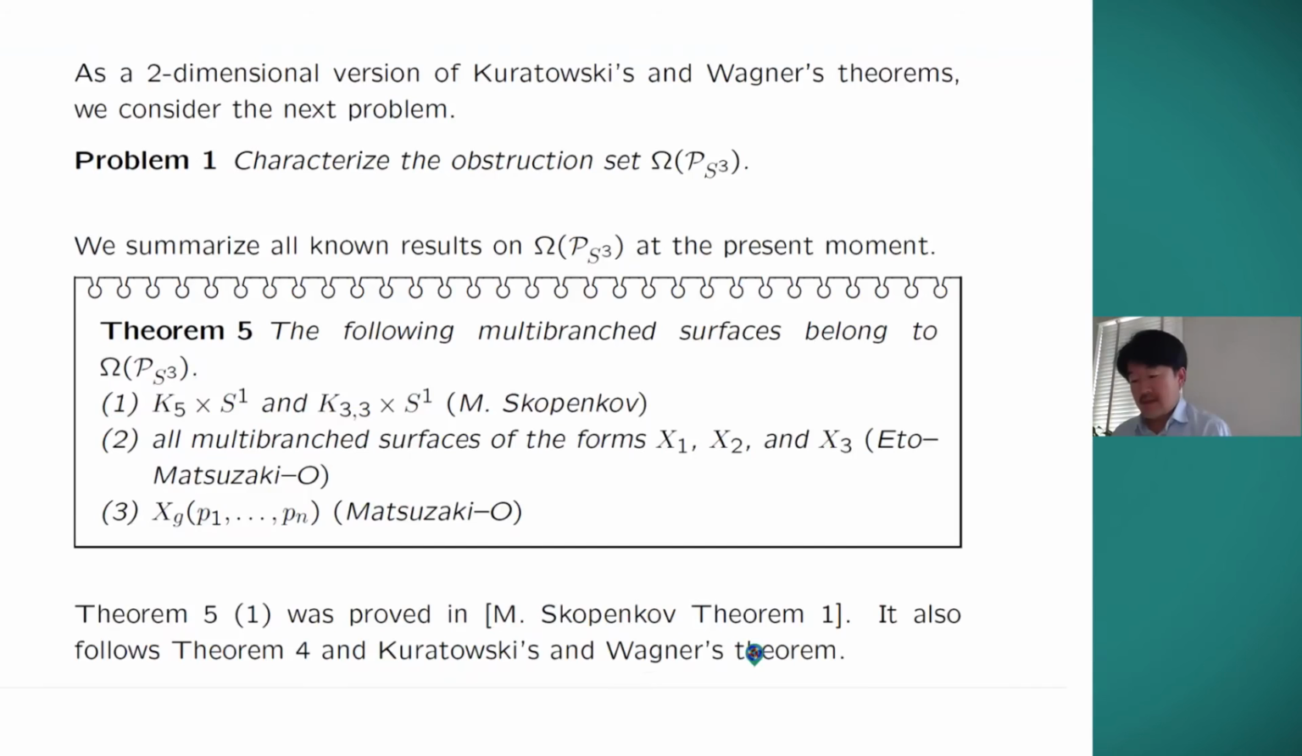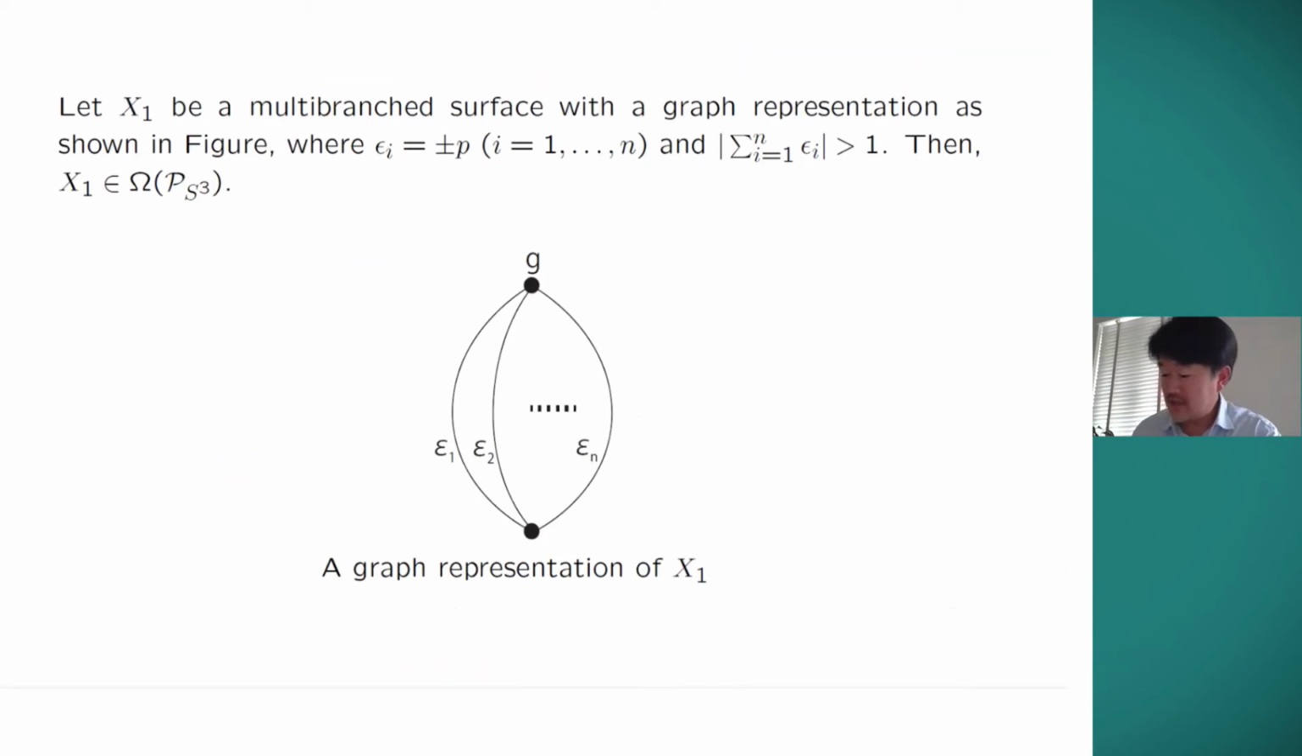Let X1 be a multibranched surface with a graph representation as in this figure. So we consider a genus g compact surface with n boundary components. And this epsilon denotes the covering degree, where epsilon_i is equal to plus or minus p. And the absolute value of the summation of epsilon_i is greater than one. This means this multibranched surface has a torsion. Then X1 belongs to Omega PS3.